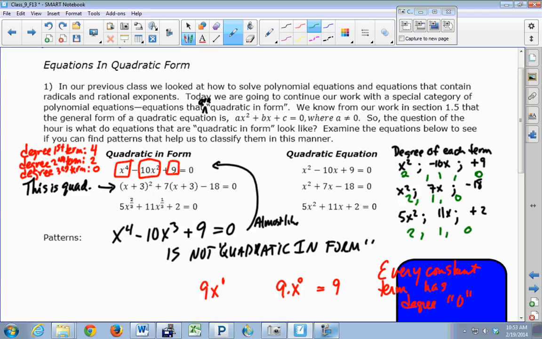Okay, so does that hold true down here with my very last equation? 5x to the 2/3, 11x to the 1/2, and 2. Let's see, what's the degree of my first term? What's the degree of my first term here? Right here, what's the degree? 2/3. What's the degree of my second term?